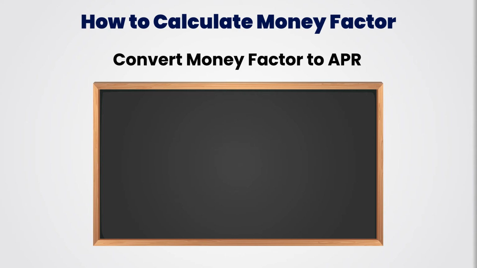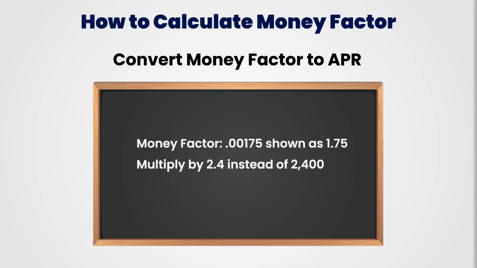Sometimes the money factor may be expressed in an easier to read format, which can actually be a little confusing. For instance, a money factor of 0.00175 may be shown as 1.75. In some cases, the customer can be confused into thinking that they're paying a super low interest rate on their lease. However, this money factor is simply being presented by a factor of 1000. In this case, you multiply the money factor by 2.4 instead of 2400. In this example, you would multiply 1.75 by 2.4 to get an APR of 4.2%.